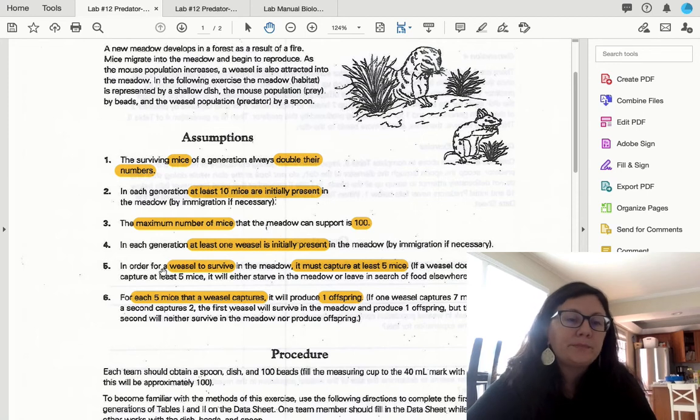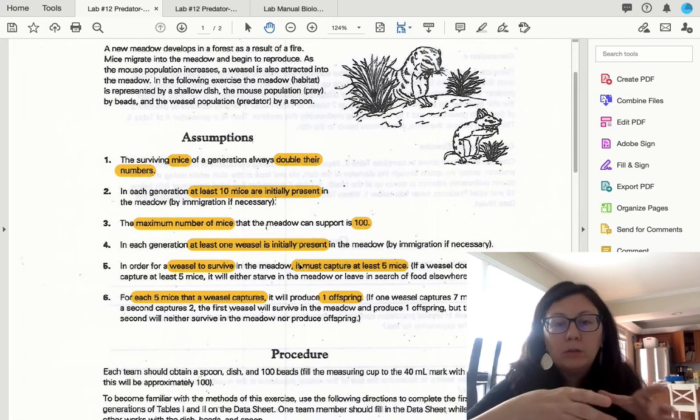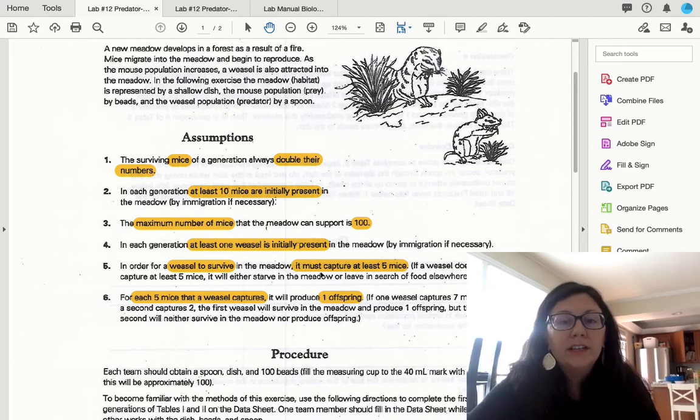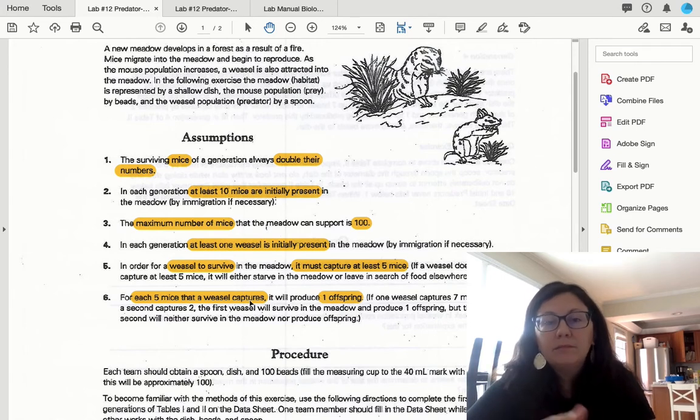In order for a weasel to survive in your meadow, in the meadow that's the bowl with your M&Ms or popcorn or whatever, it must capture at least 5 mice. So if you capture 4 mice, it doesn't survive and it doesn't have offspring. If it captures 5 to 9 mice, it will survive and it can make 1 offspring. That's addressed in number 6. So for each 5 mice that a weasel captures, it will produce 1 offspring.